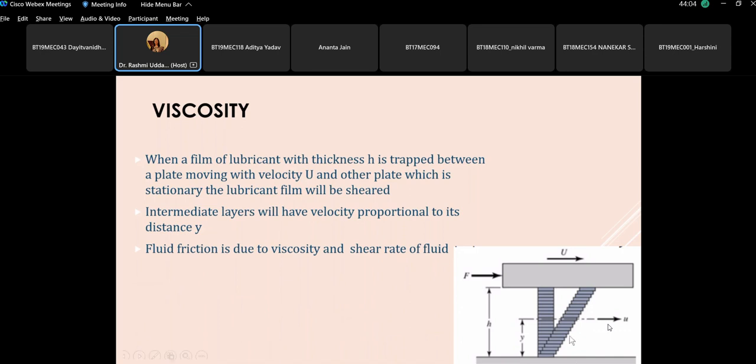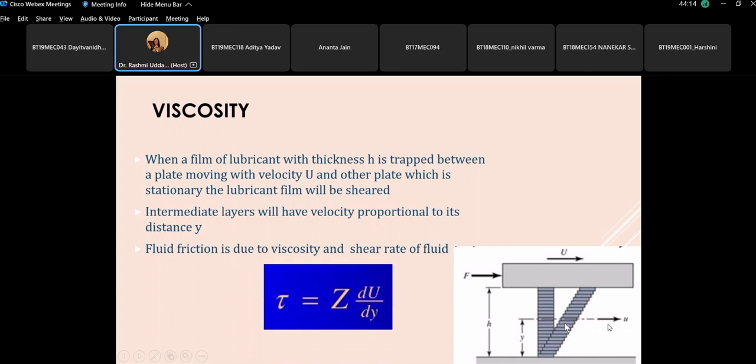And the fluid friction is because of the viscosity of the oil and due to the shear rate of the fluid, the rate at which the oil film is getting sheared. The formula given is the shear stress tau is equal to Z, where Z is the viscosity, into du by dy, where u is small u. So this is continuously varying with respect to y. So this is the shear stress, and Z is the viscosity of the oil. Please take down these points.